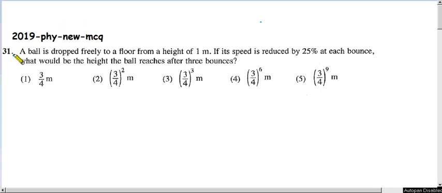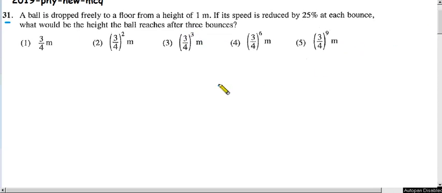Today I am going to discuss question number 31 of MCQ part. The paper is 2019 Physics new syllabus. A ball is dropped freely onto a floor from a height of 1 meter. If its speed is reduced by 25% at each bounce, what would be the height the ball reaches after 3 bounces?